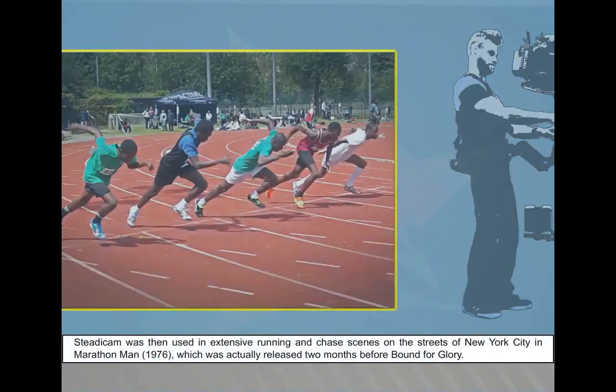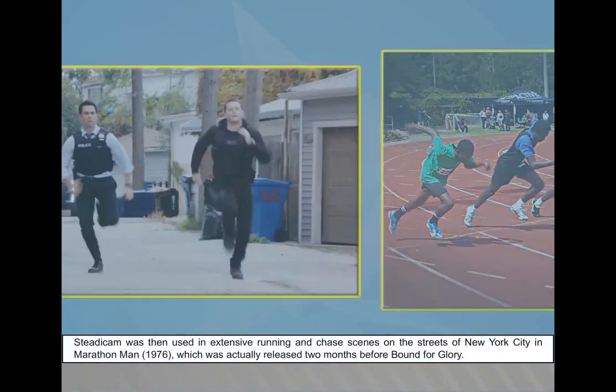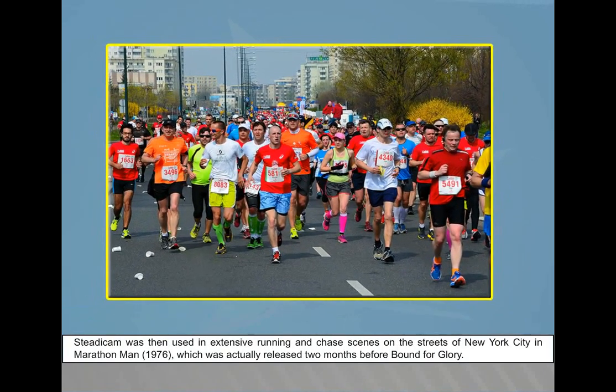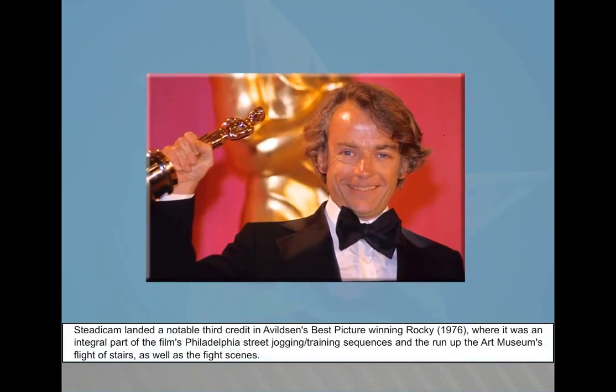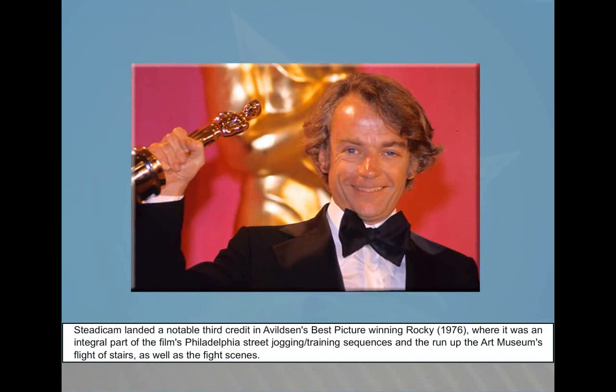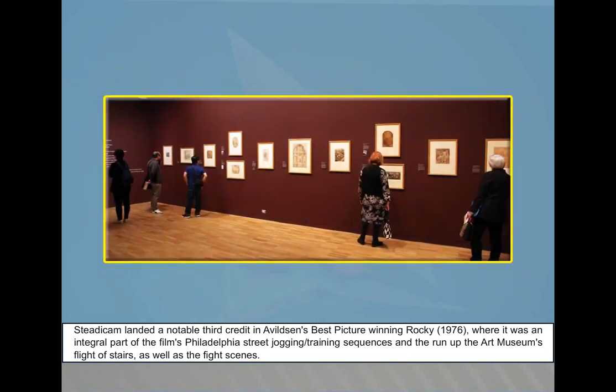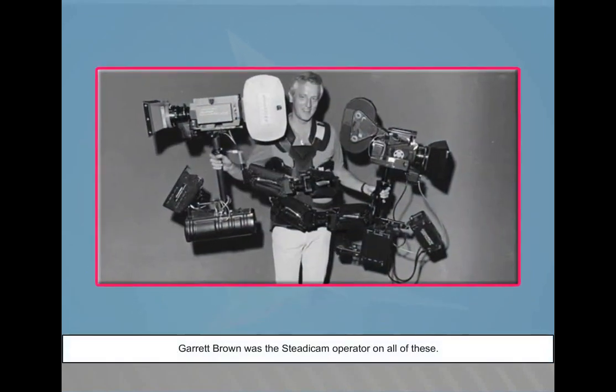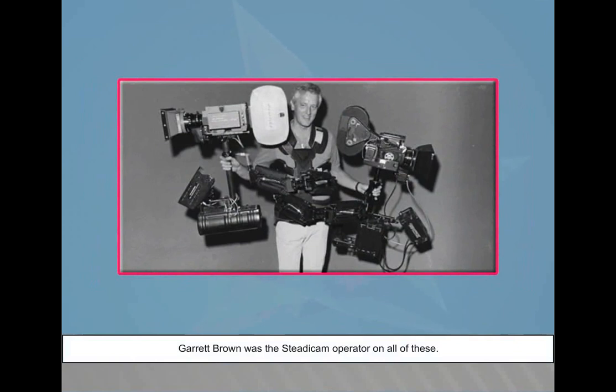Steadicam was then used in extensive running and chase scenes on the streets of New York City in Marathon Man, 1976, which was actually released 2 months before Bound for Glory. Steadicam landed a notable third credit in Avildsen's Best Picture winning Rocky, 1976, where it was an integral part of the film's Philadelphia street, jogging, or training sequences, and the run-up the art museum's flight of stairs, as well as the fight scenes. Garrett Brown was the Steadicam operator on all of these.